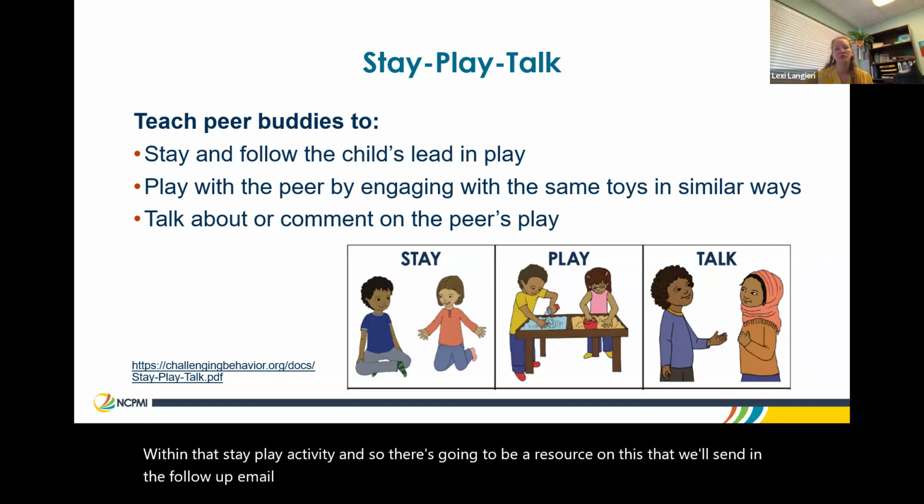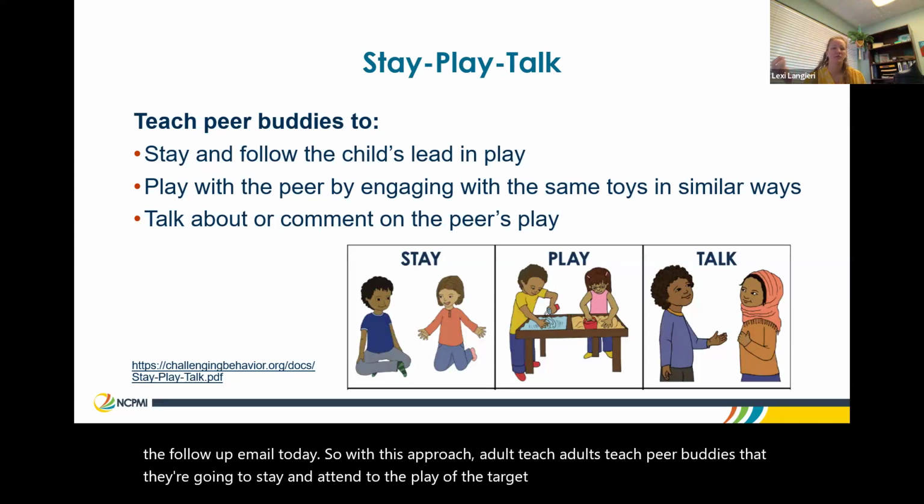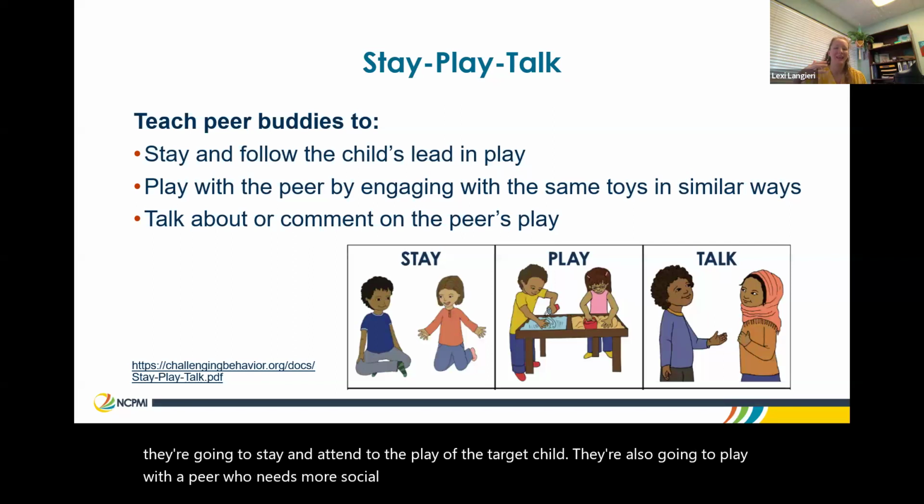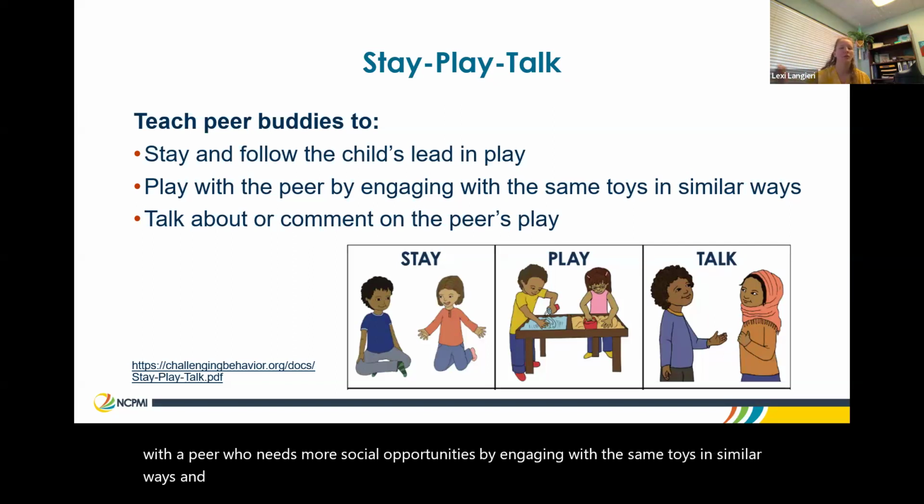So with this approach, adults teach peer buddies that they're going to stay and attend to the play of the target child. They're also going to play with a peer who needs more social opportunities by engaging with the same toys in similar ways, and then talk or comment on the target child's play.